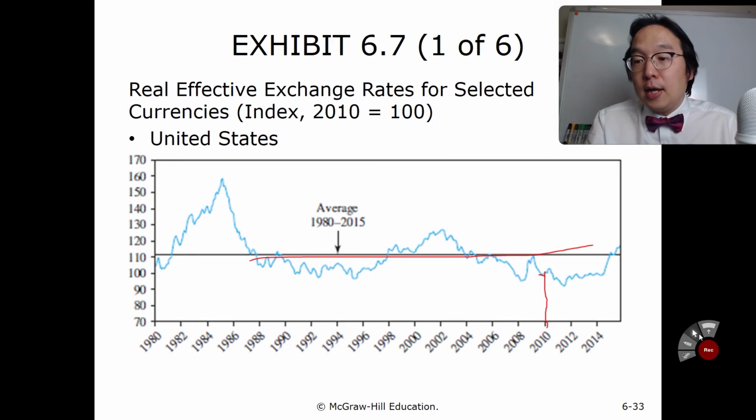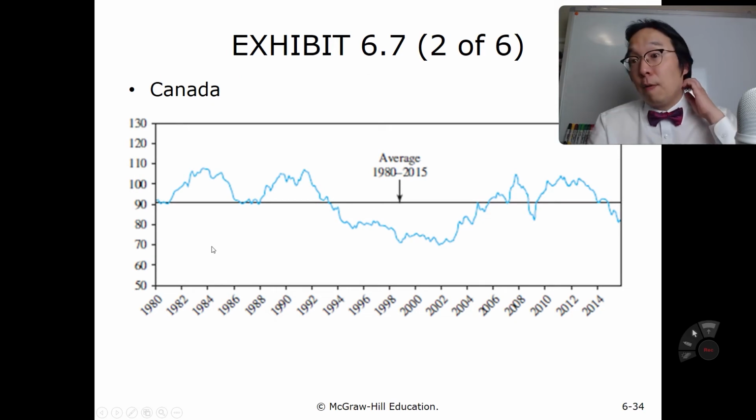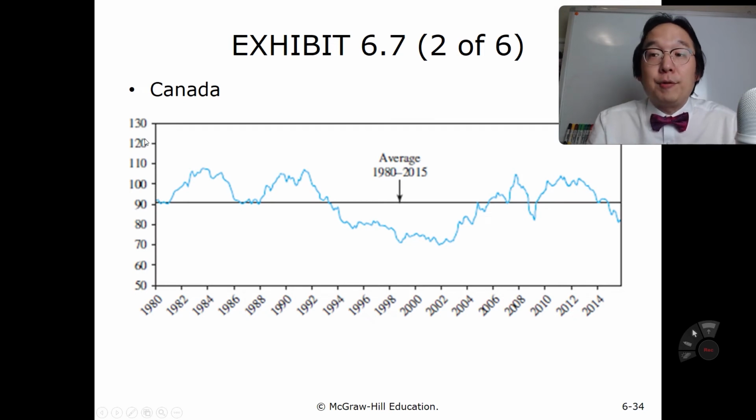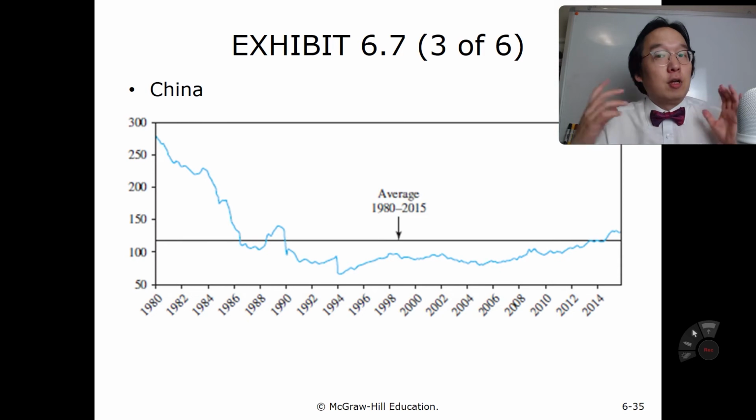The next slide shows you about the same idea of Canadian dollars with respect to other major currencies in the world over the time period from 1980 to 2015. And then the next slide is Chinese yuan, with respect to the world currency, major currencies like US dollars as well as euro and Japanese yen. How has the Chinese yuan been valued over time?